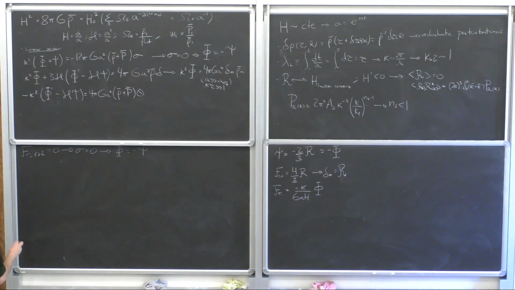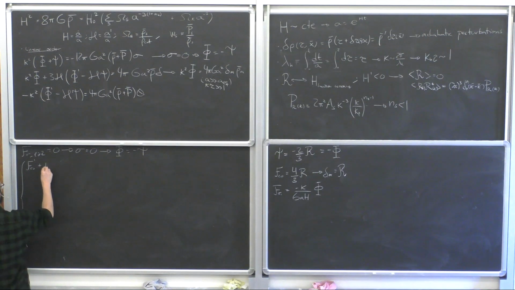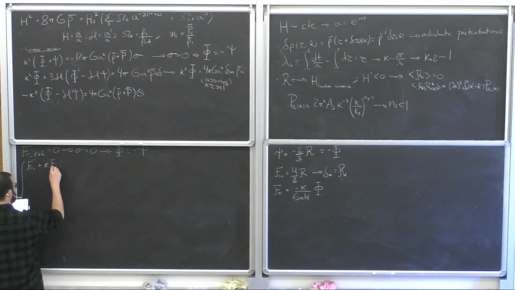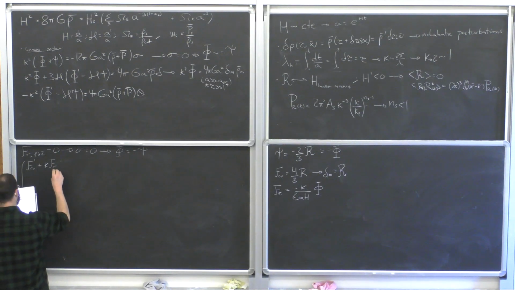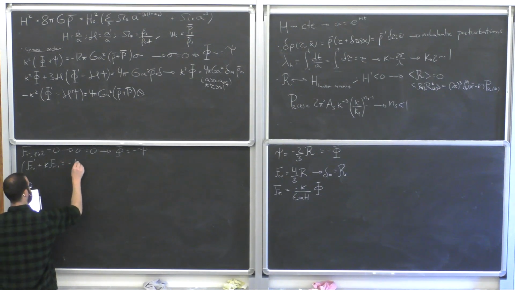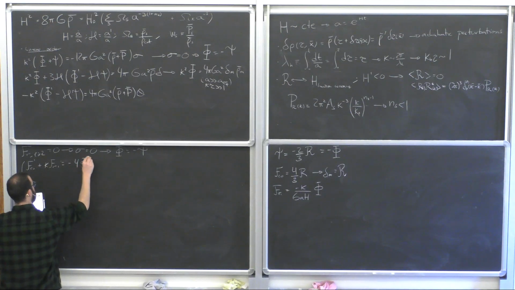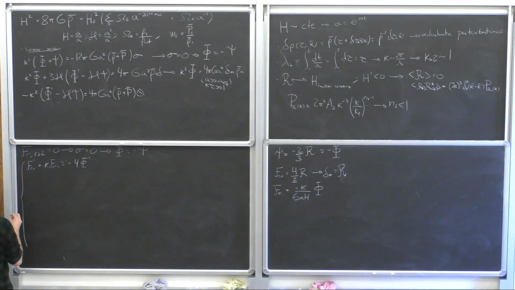And in this regime, the set of differential equations that we have are basically the solutions of the Boltzmann equation that I wrote before for each of the multipoles. So we have that the time derivative of the monopole plus k times the dipole is minus 4 times the derivative of the gravitational potential. We have the equivalent equation for the dipole.